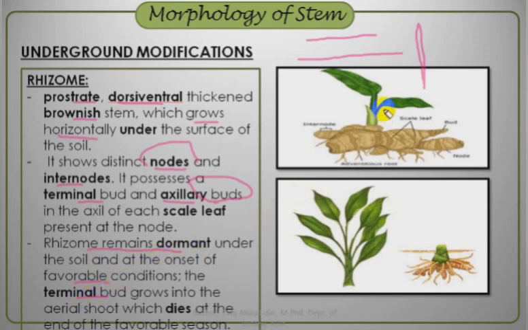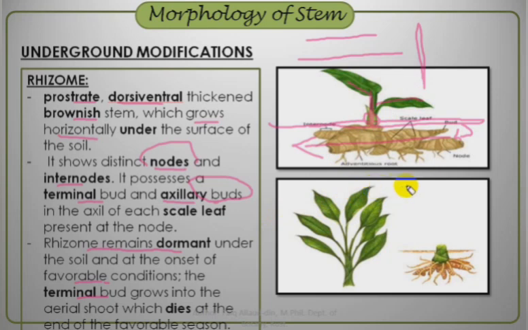As you can see here, this is a terminal bud, the one that is growing above the soil. Suppose this one is the surface of the soil. Below the surface of the soil is this part, which I am mentioning as rhizome. You can see that it is growing horizontally in this direction. It has these brown colored leaves and this green colored bud, and this bud is known as the terminal bud, which gives off leaves.